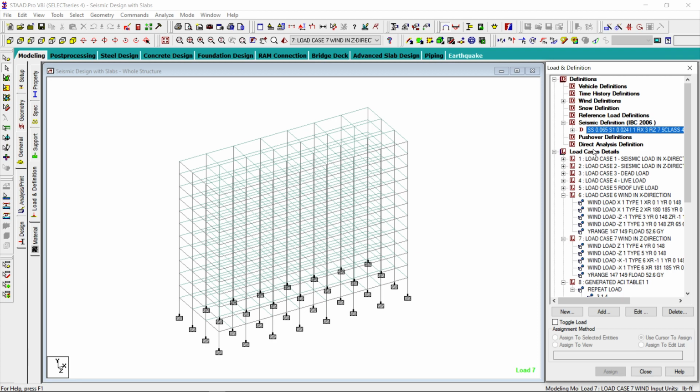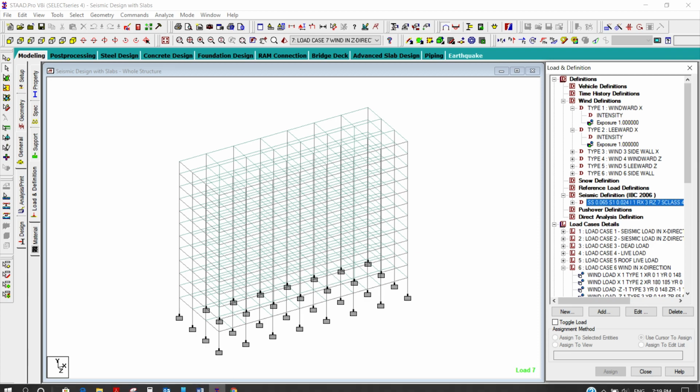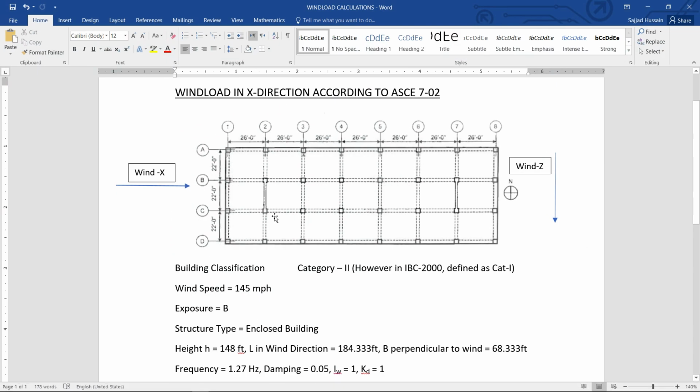Then in my second video, I used the wind load generator of STAAD, and I tried to generate the wind load in both the directions. So in that case, I used parameters which I will be summarizing over here. So in X direction means the wind is blowing in the east-west direction. It is blowing from left to right.